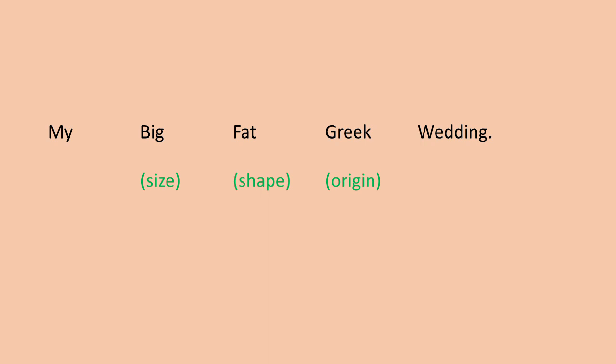There is a very popular film called My Big Fat Greek Wedding. So why are those three adjectives, big, fat, and Greek, in that order? Because big is referring to the size, fat is referring to the shape, and Greek is referring to the origin. So it follows the rule of adjective order.